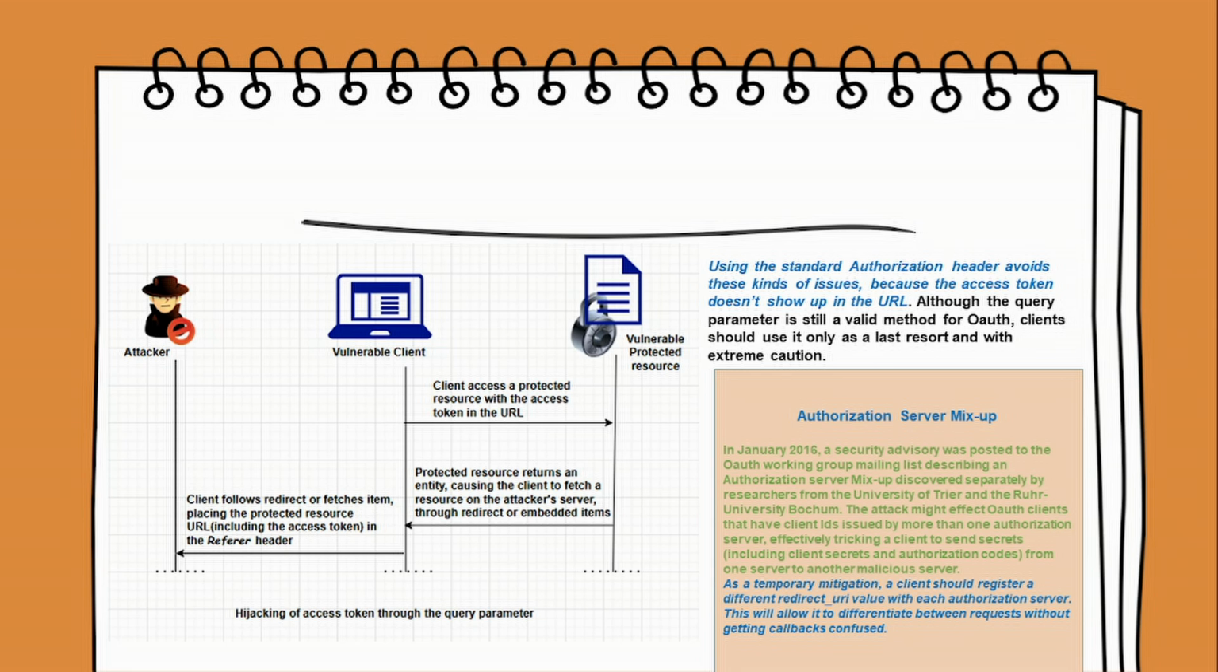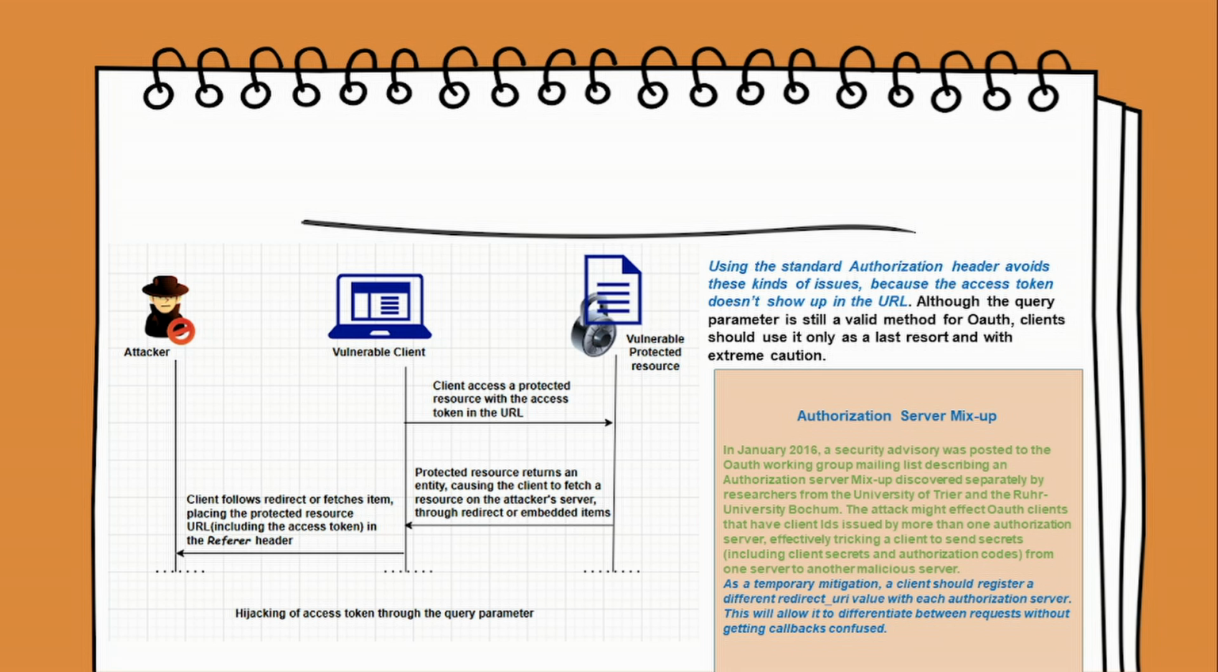Right, so the client accesses a protected resource with the access token in the URL. The protected resource returns an entity causing the client to fetch a resource on the attacker server through a redirect or embedded items. The client follows the redirects or fetches the item, placing the protected resource URL, including the access token, in the referrer header. And then it can be easily hijacked.